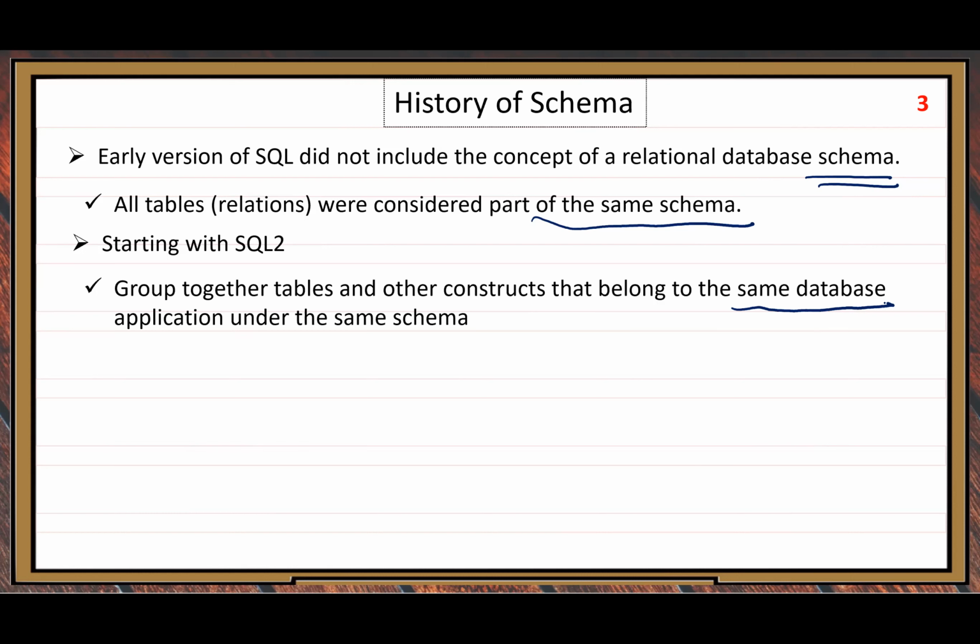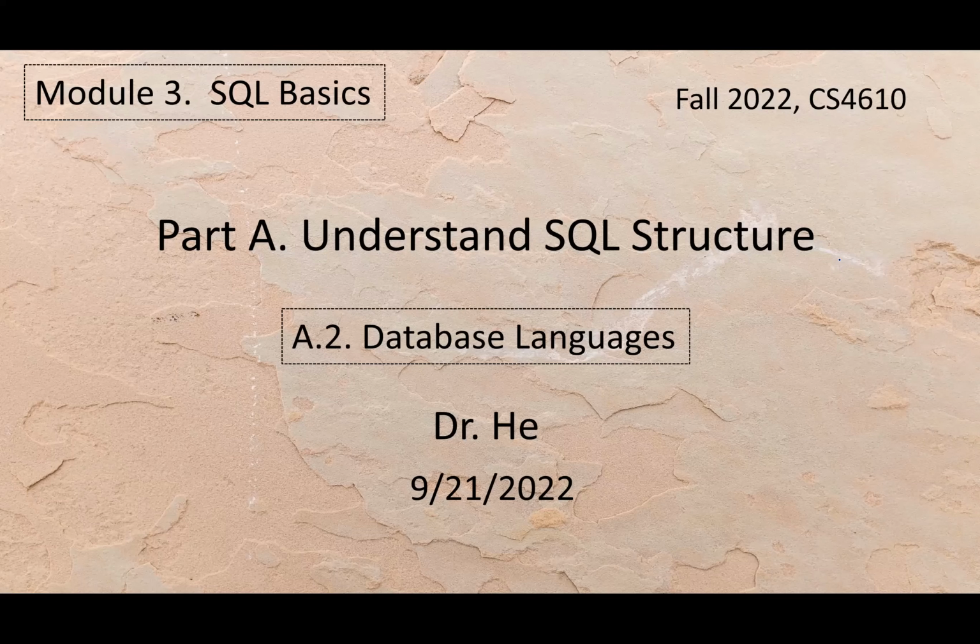So you can see, in the later version, one database can cover only those tables used under this project, under the database for this project, under the same schema. All right, so that's our first topic, 8.1, database schema, that background information.